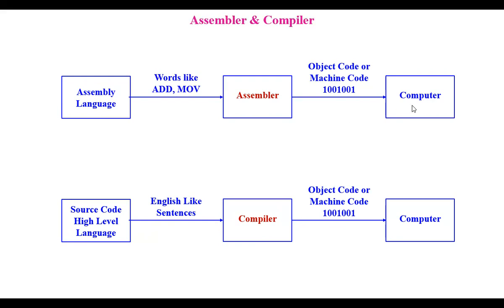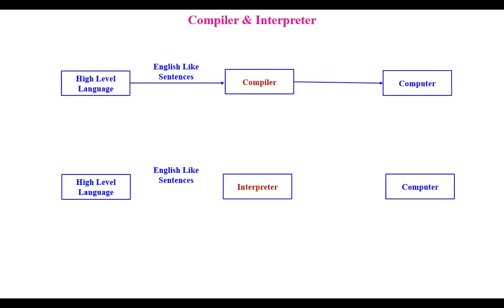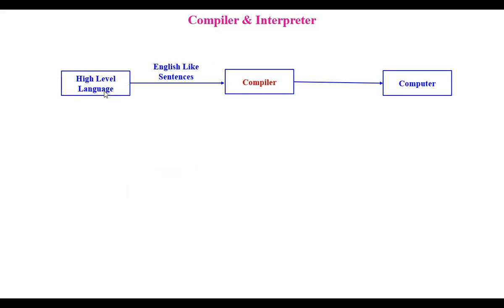That is the difference. Okay. Next, let us see a compiler and an interpreter. The compiler, as we have already seen, converts the high-level language statements into machine code. This is the picture. So high-level language is converted into the computer-understandable machine code.